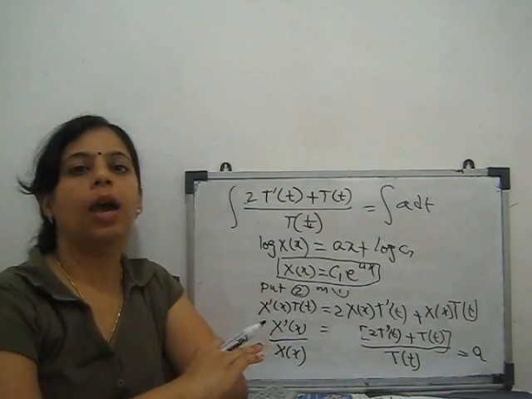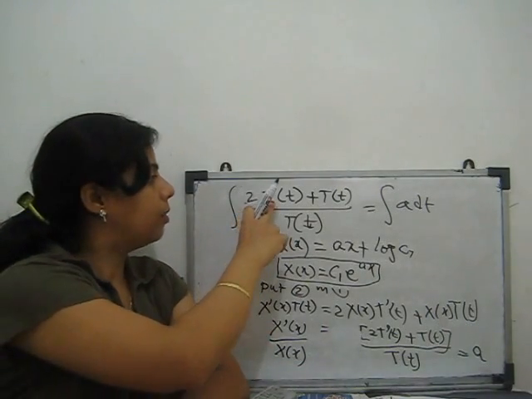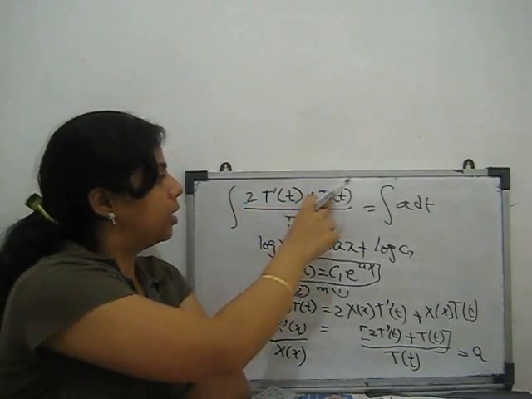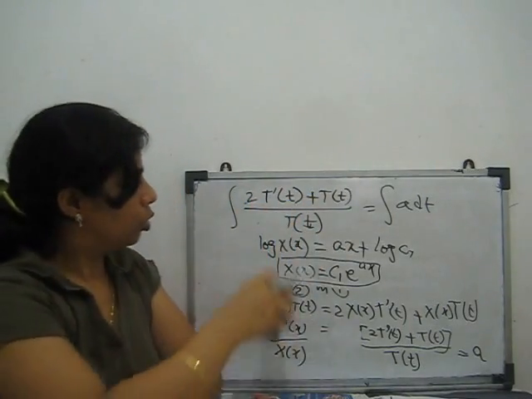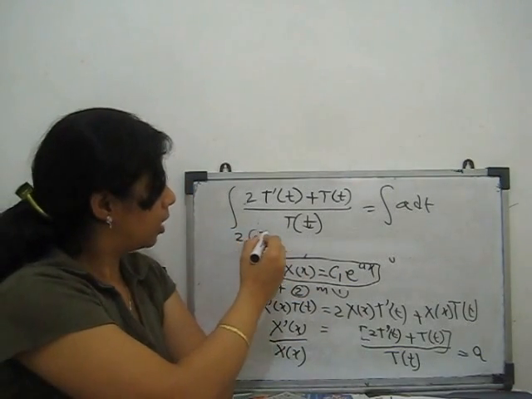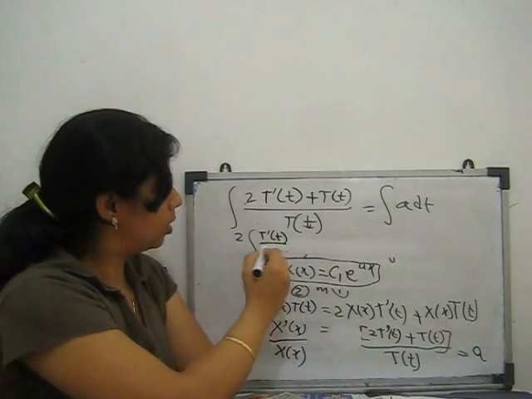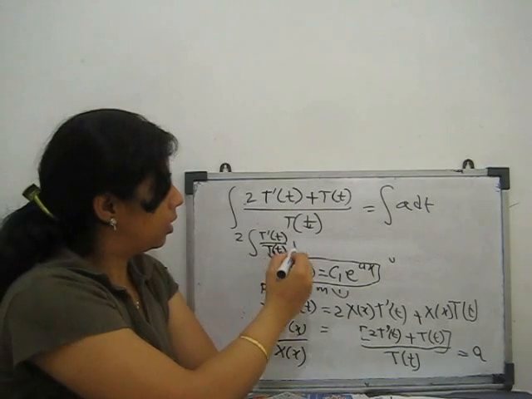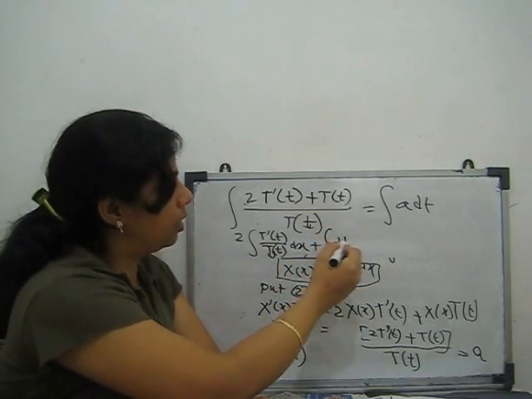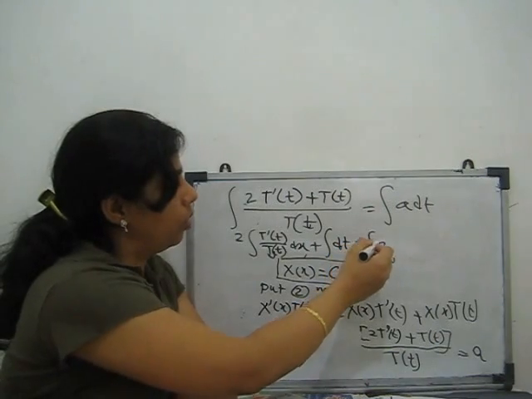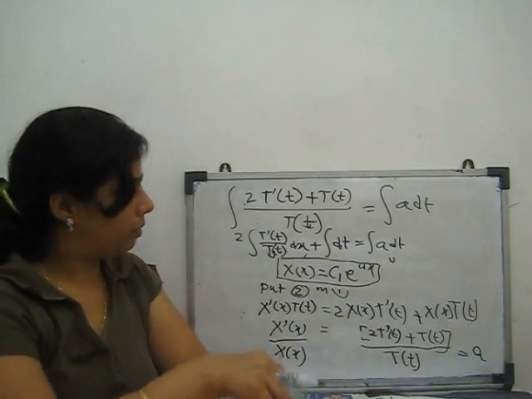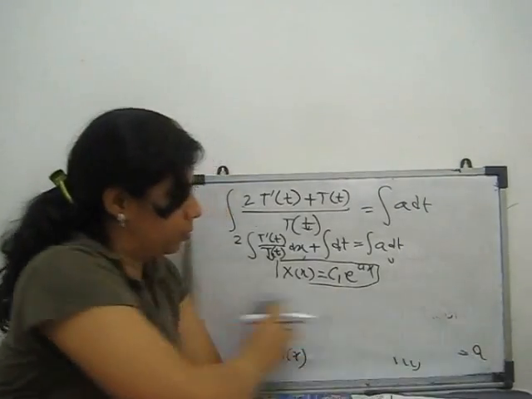So first we have to simplify it. Either we can integrate, this is the one part, 2 t dash upon t, this is the other part, and this is. So we can integrate it like this. 2 taking outside, t dash upon t, plus t dash upon t dash is 1 dt equal to a dt. Clear? When we integrate, we will get the value of t.